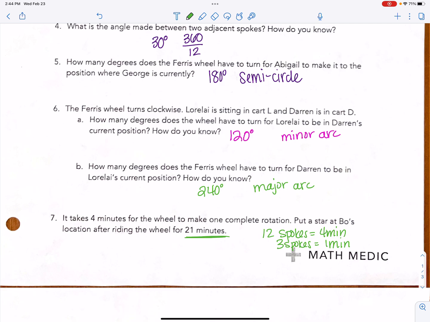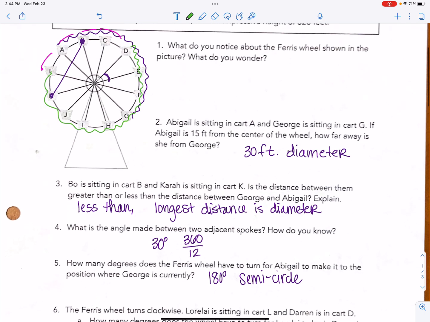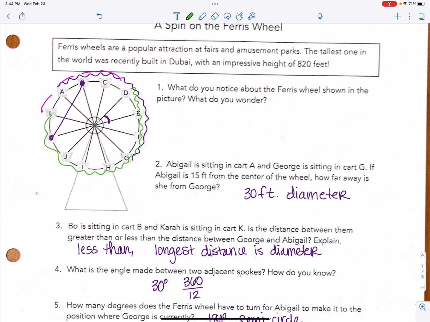And so we're basically going 5 rotations and then a fourth of a rotation. So we're going 3 spokes. So you would be from B and you would be at E. Okay?